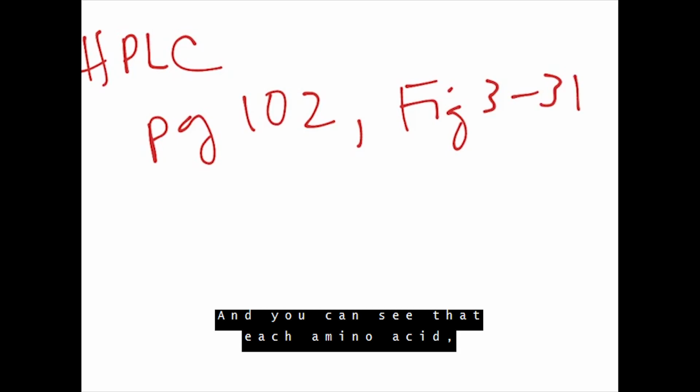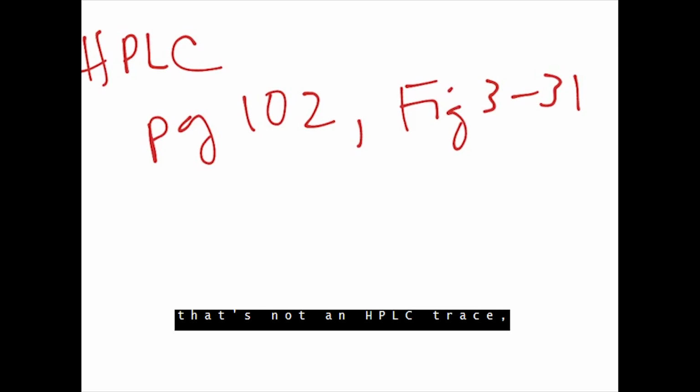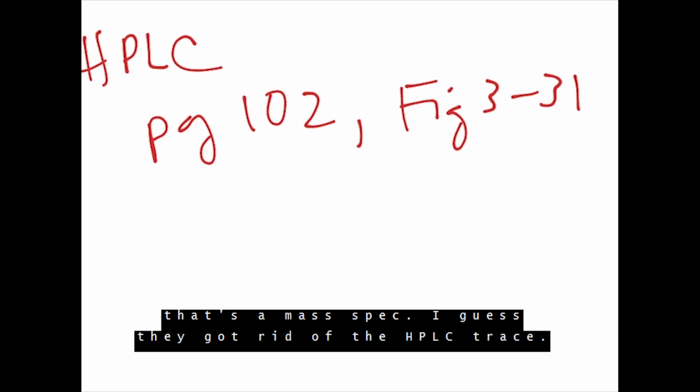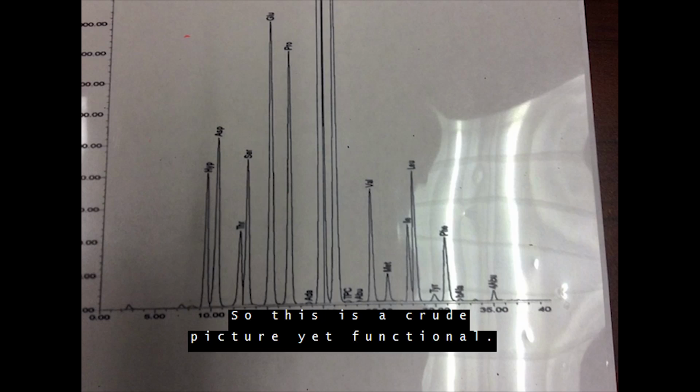And you can see that each amino acid, when run over this HPLC column, annoying, that's not an HPLC trace, that's a mass spec. I guess they got rid of the HPLC trace, so I'm going to have to show you my own. So hold on a second, and I will put my own picture in. Okay, here's one. This is a crude picture, yet functional.